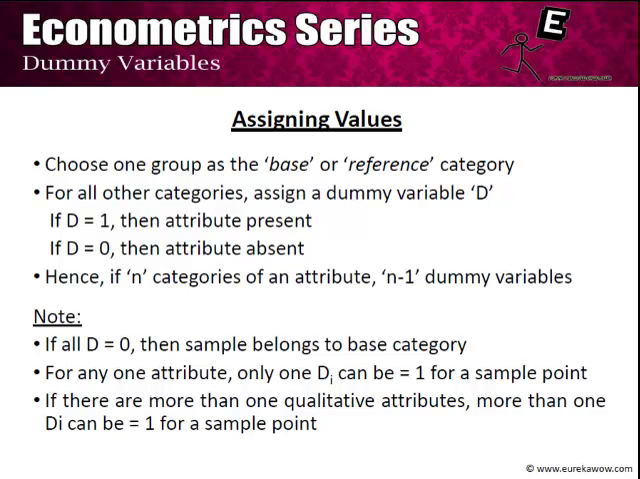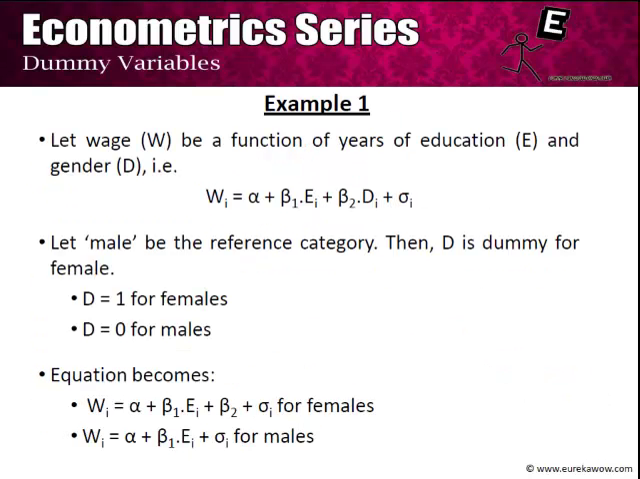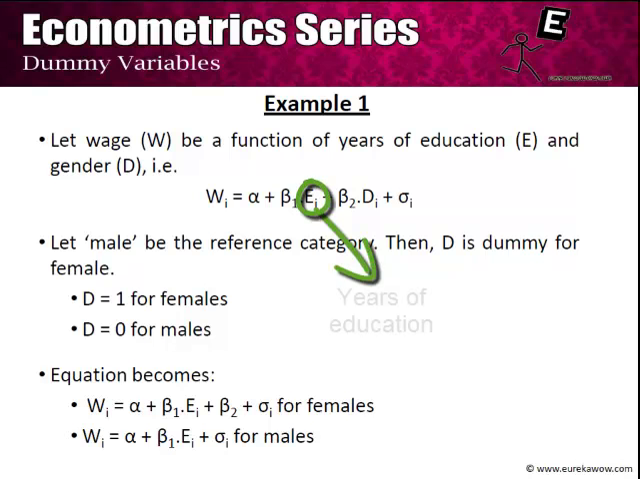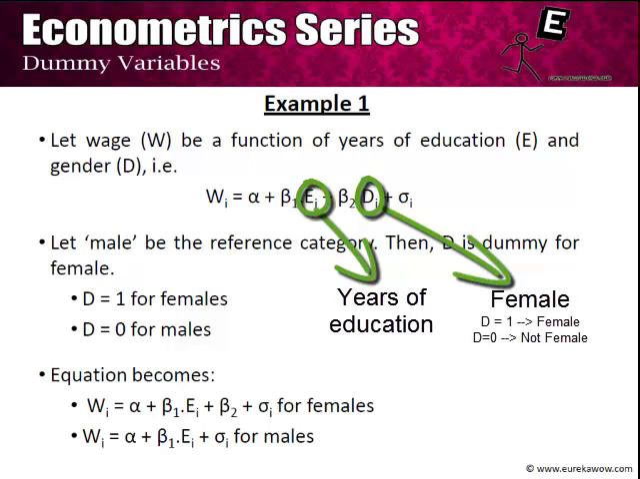So we will deal later on with the case of having more than one qualitative attribute. The first example that we take is one of wage as a function of years of education and gender. Since gender has two categories, male or female, we let male be the reference category and we need a dummy for female. So our model becomes Wi equal to alpha plus beta 1 Ei, where Ei is the years of education, plus beta 2 Di, where Di is the dummy for female, plus sigma i.